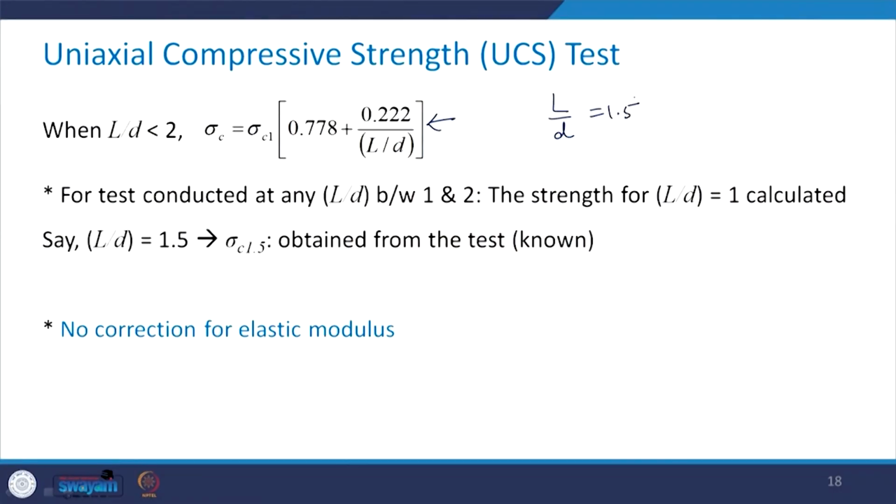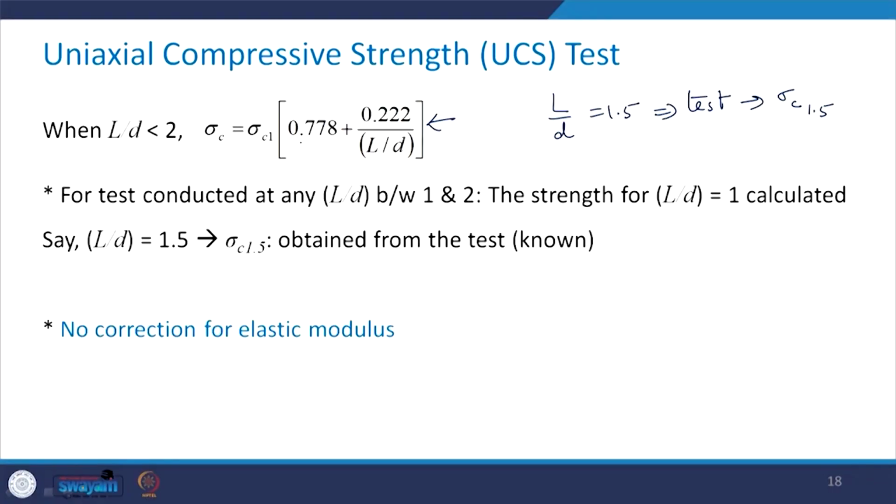I'll just take an example that will clarify how to use this expression. So we have this expression, and I have written it again here on this slide. Say I have got L by D equal to 1.5 and I conducted the test. So what I am getting from the test is sigma C at 1.5. This is what I have. But what I need is sigma C for 2. So at least for 2 we need it.